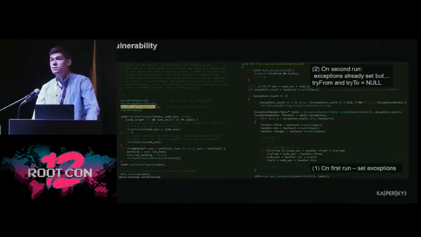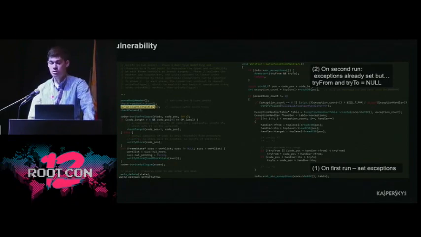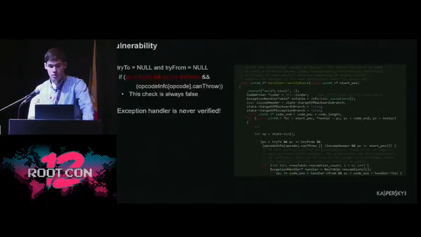And these variables are used to verify our other instructions that may throw an exception. When this function is called for the same method a second time, the logic checks whether the associated table already exists, and if so, it returns without initializing the try from and try to executable ranges. So try from and try to are not set. And when we come to verify an exception handler, this part of the check will always fail, and it will prevent verification of the exception handler.